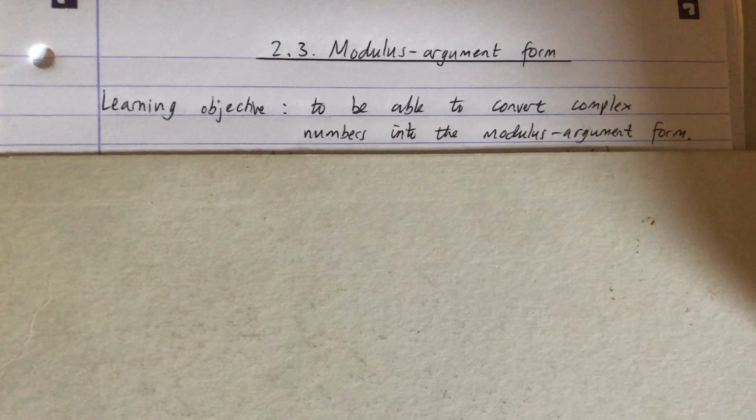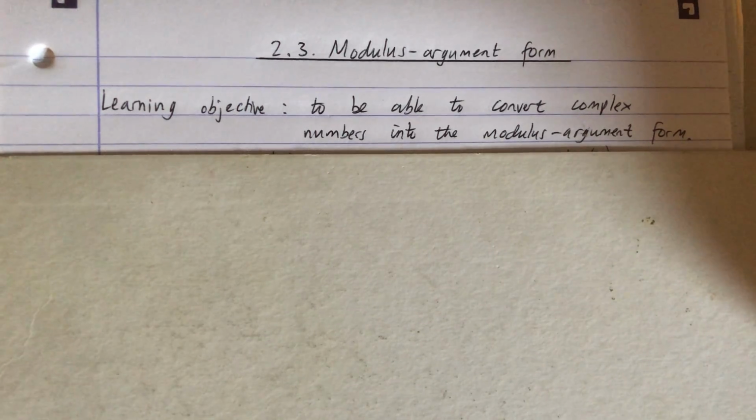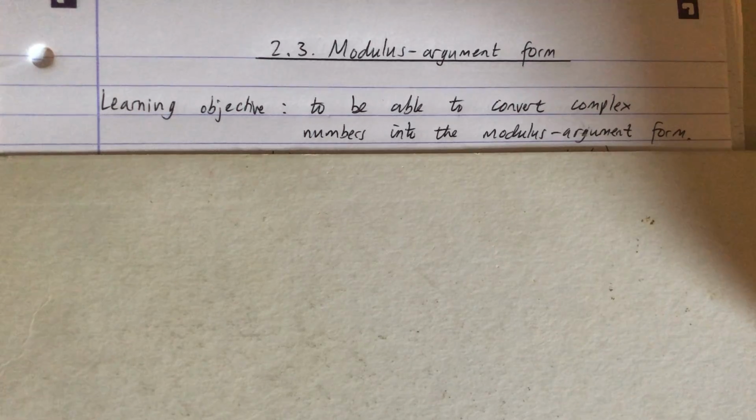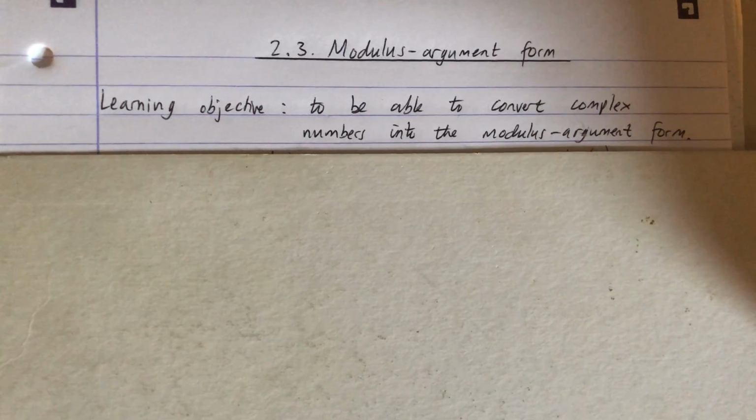We're just going to continue with Chapter 2 from the Core Pure 1 book. 2.3 is to do with Argand diagrams. Today's lesson is called 2.3 Modulus-argument form. We discussed both of those terms last time, so you should be able to work out the modulus of any complex number, and you should be able to work out the argument of any complex number. And the main thing today is to be able to convert complex numbers into something called modulus argument form.